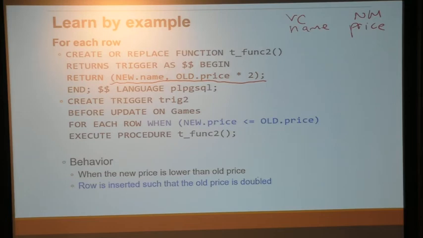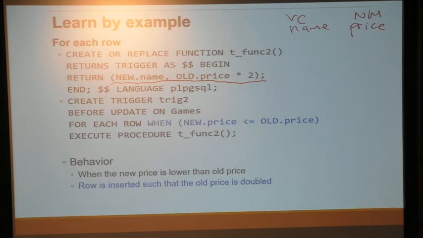Now here, what happens if I'm updating or inserting any value such that the price is actually lower than the old price, I'm just going to double it instead. Okay? Well, it means that I can never decrease the value of a game. But I'm still going to insert. I'm not going to prevent it. I'm going to insert, but the value that I'm inserting will be different. Okay? That's how you can modify what you are trying to insert.